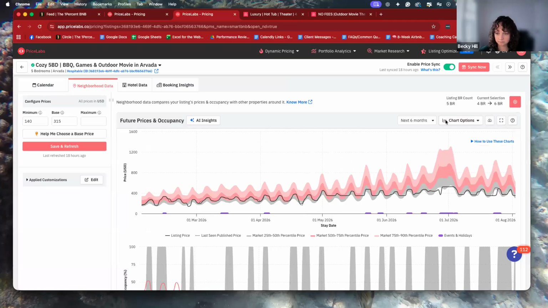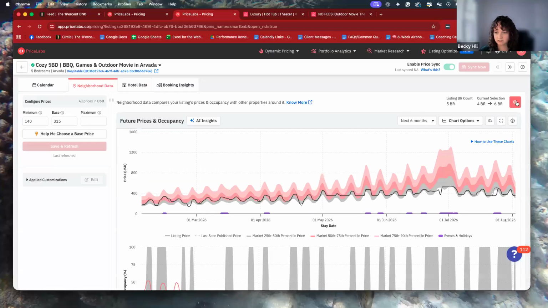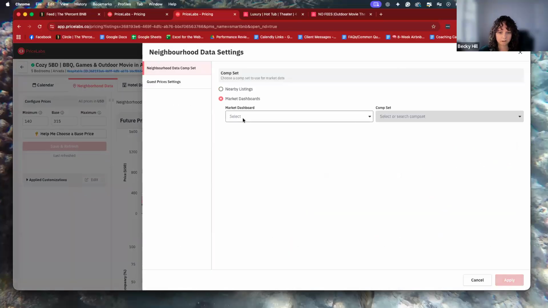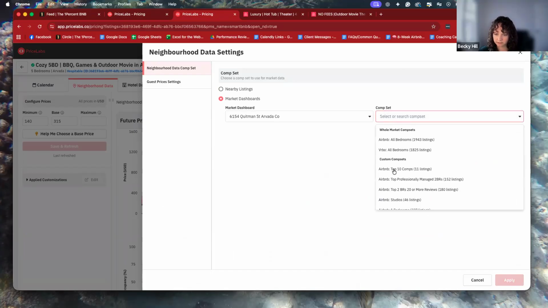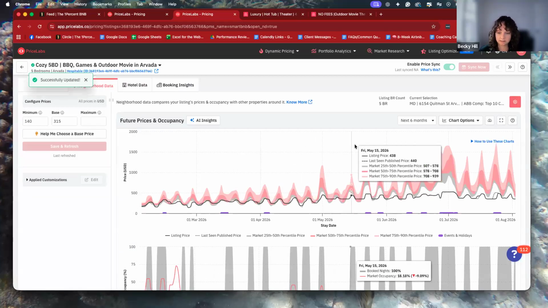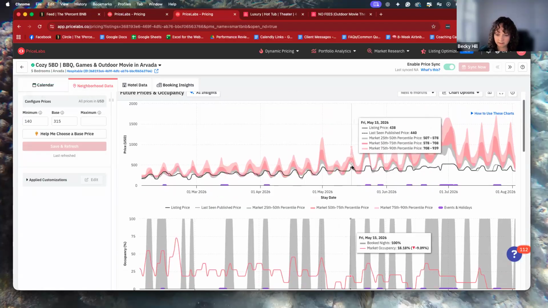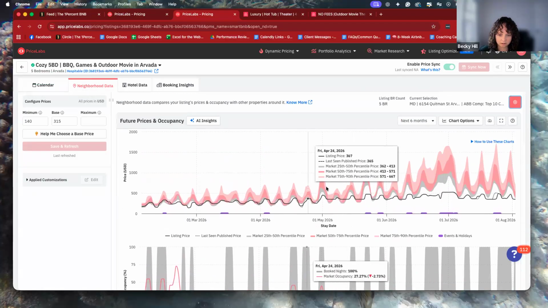Okay. Now let's refresh this. Neighborhood data. There we go. Now our property's up. It's loading the comp sets. So now we can go click the comp set that we just created. And now all of our information on the neighborhood data is also based off of this. So this has been really handy lately. I love coming into here.